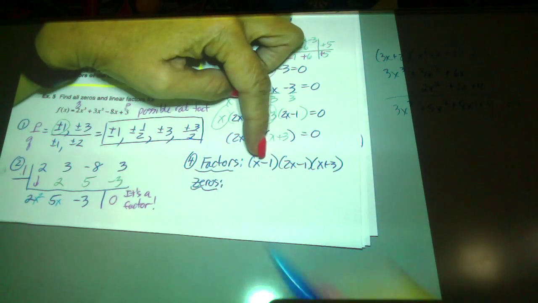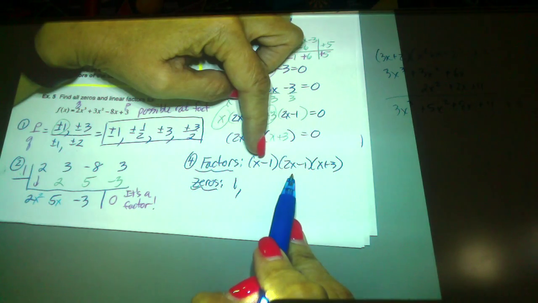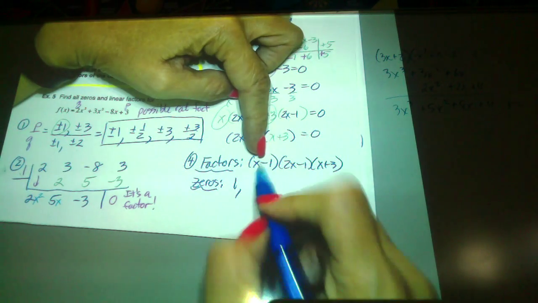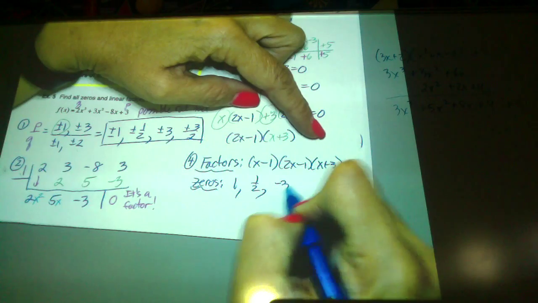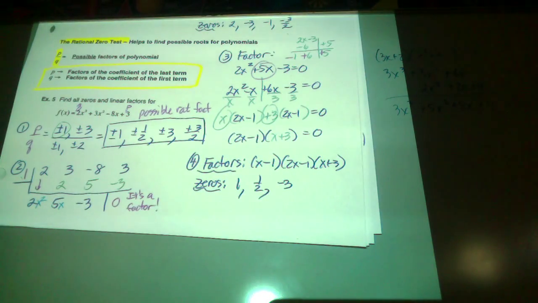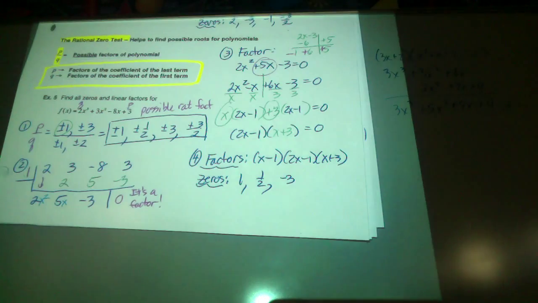So what would this one be? 1. What would this one be? Add 1 and divide by 2. So you get 1/2. What's this one? Negative 3. Are these zeros all x-intercepts? Are they all real numbers? Yes. So they are all x-intercepts as well.